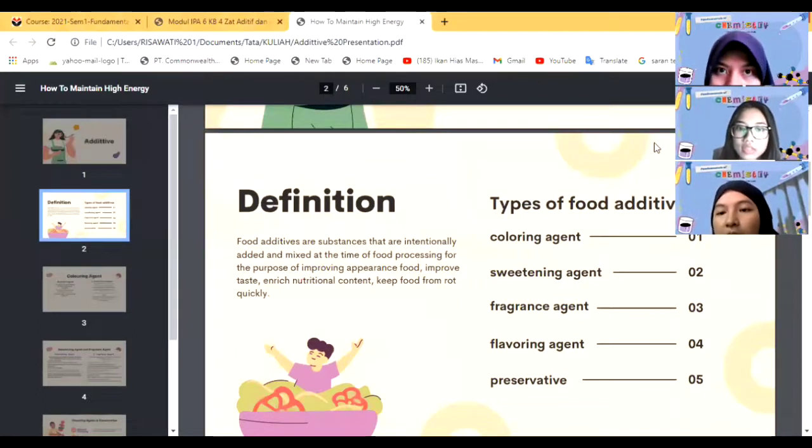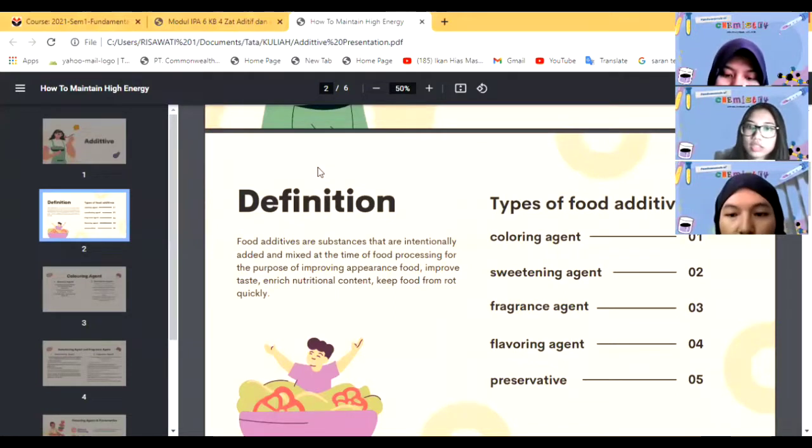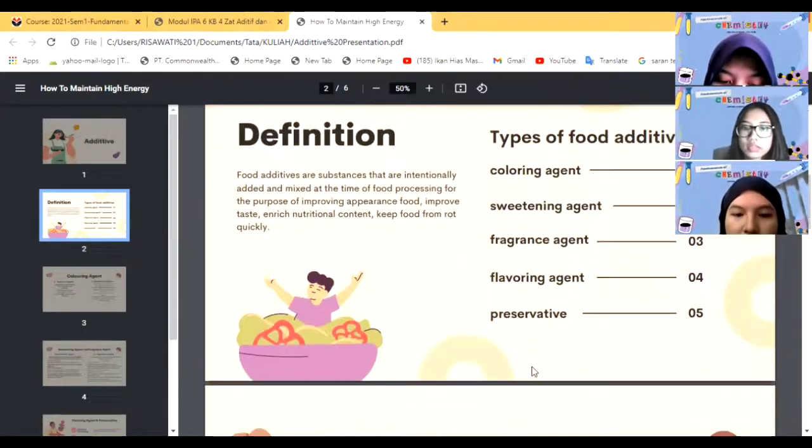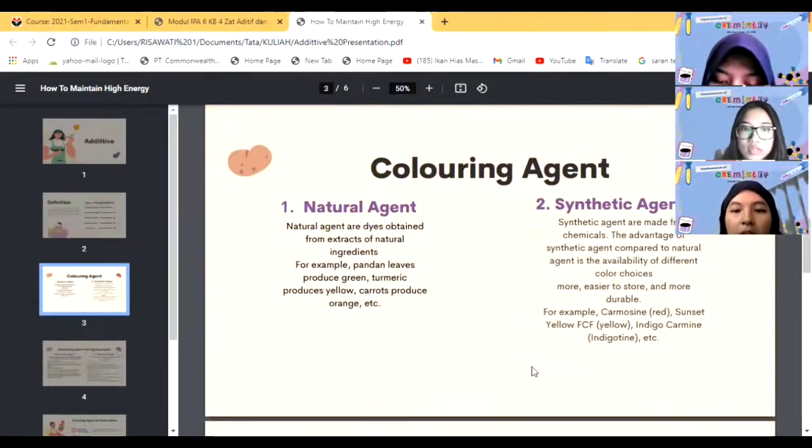There are 5 types of food additive. There is coloring agent, sweetening agent, fragrance agent, flavoring agent, and preservative. First, coloring agent. There are 2: natural agent and synthetic agent. Natural agents are those obtained from extract of natural ingredients. For example, pandan leaf produces green, turmeric produces yellow, carrot produces orange, and egg.